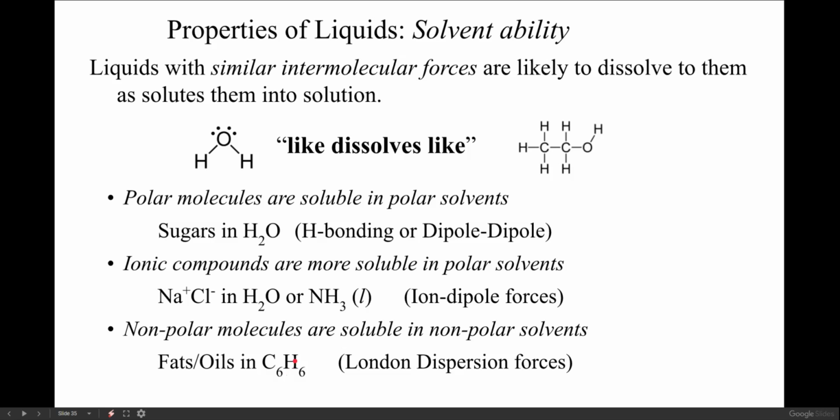There's a number of them. This is where you're going to find things that dissolve fats and oils and other non-polar stuff. So if it's non-polar, they have London dispersion forces. And again, it's like dissolves like.